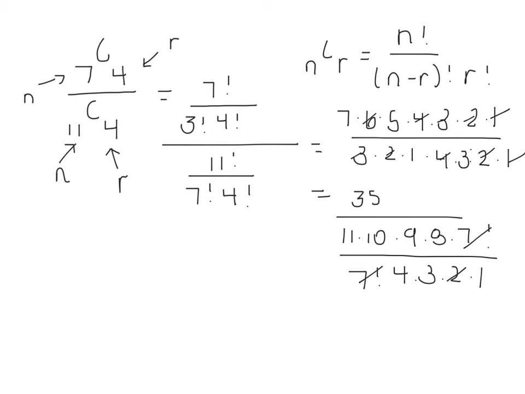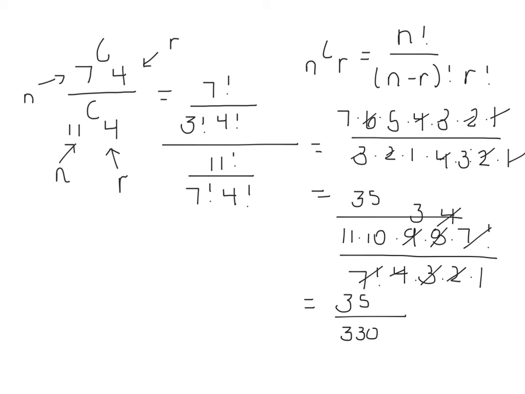2 goes into 8 4 times. I'm just reducing. 3 goes into 9 3 times. 4 goes into 4 1 time. So what we have is still on top 35, and on bottom the only thing left was 11 times 10 times 3, which was 330.